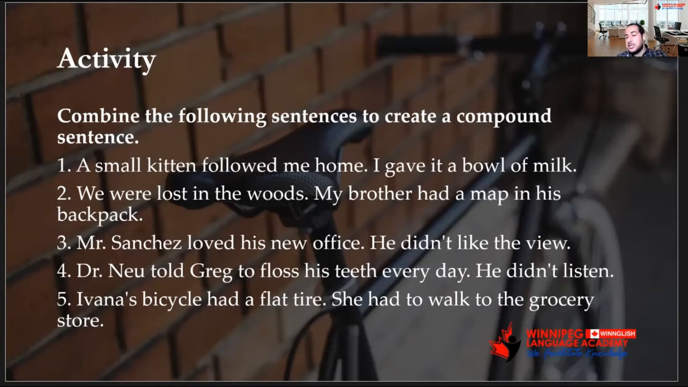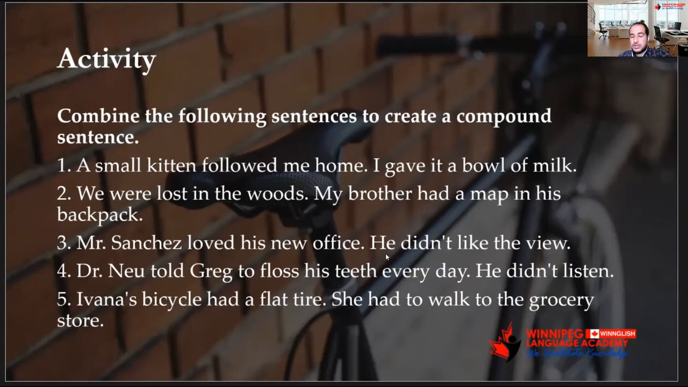Although would not be a compound sentence, it would be a complex sentence, Salwa. However is correct. Although would be a complex sentence. However is correct, and but is correct. Perfect. You're doing a great job.